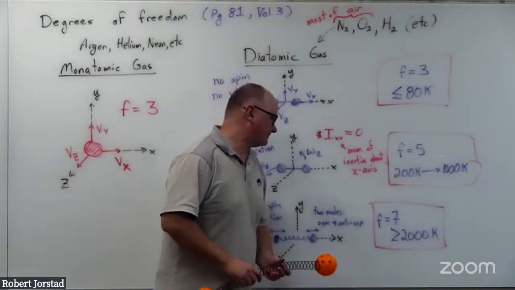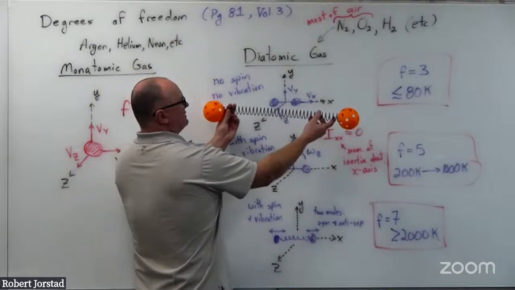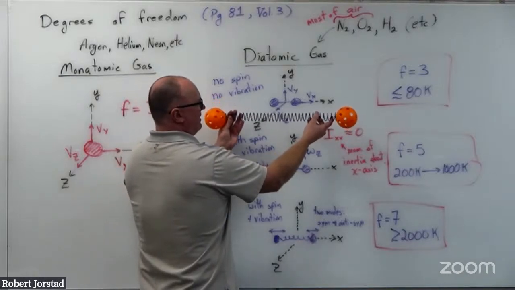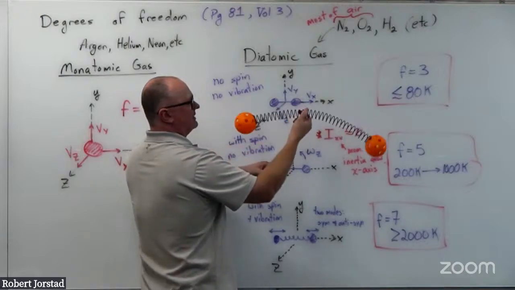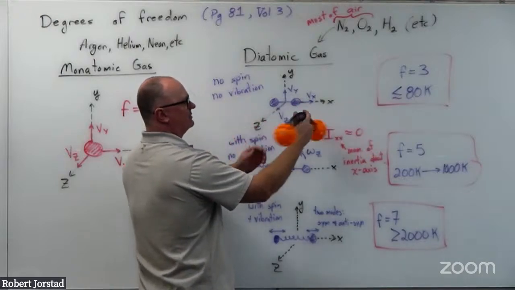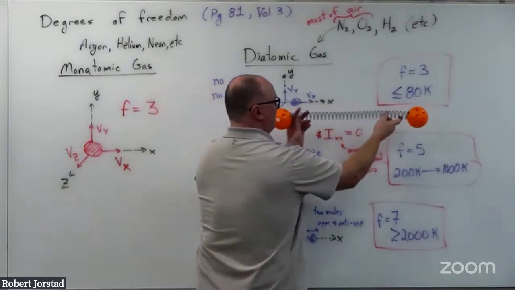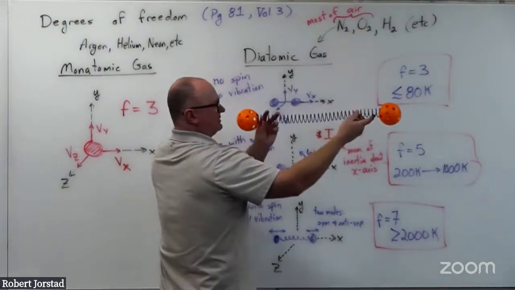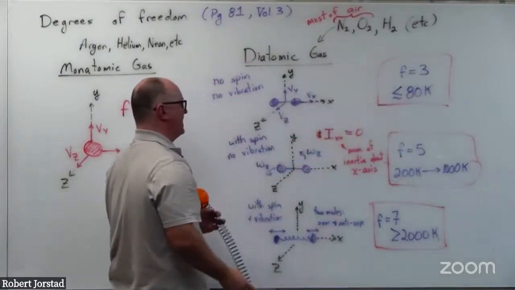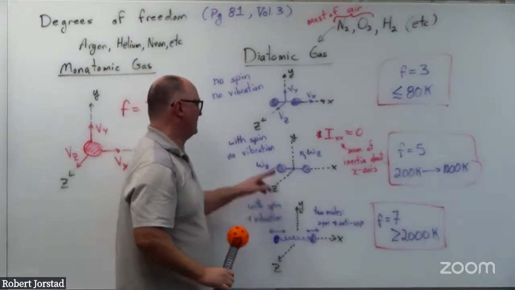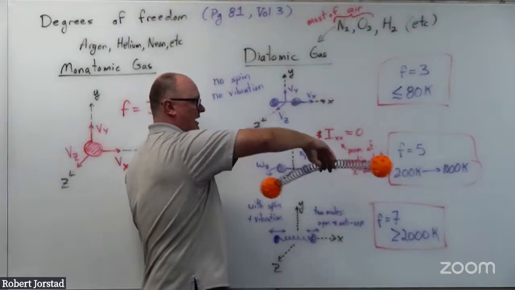So let me just try and describe this. At low temperature, there's not enough energy to cause this thing to vibrate. This is a very stiff spring, and it's not going to rotate much like this. So we're not going to have enough energy to rotate it or oscillate it. So it's literally just moving around like a monatomic gas. There's 3 degrees of freedom. It can move along the x, y, or z axis. As you heat it up, you can actually start to have rotation like this or like this.